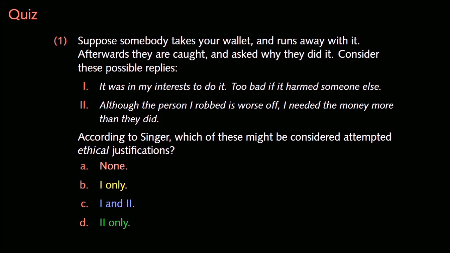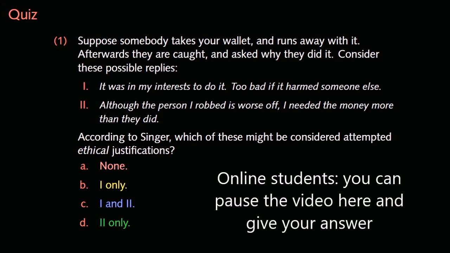Okay. Suppose somebody takes your wallet, runs away with it, afterwards they're caught and they're asked why they did it. Consider these possible replies. Reply 1, it was in my interest to do it. Too bad if it harmed someone else. Reply 2, although the person I robbed is worse off, I needed the money more than they did. Now, according to Singer, which of these might be considered attempted ethical justifications? Hold up your cards.